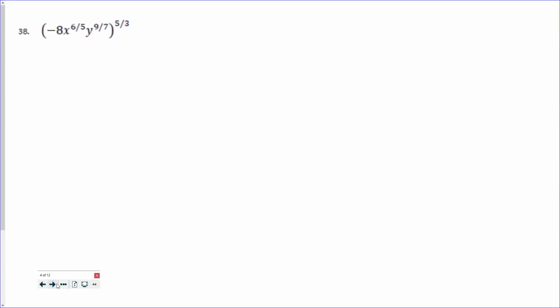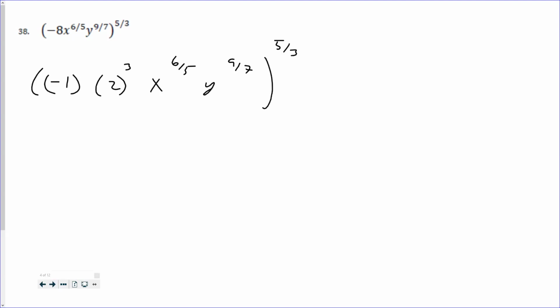All right, 38. So I see a -8, so I'll make that into its prime factorization. That's going to be -1 times 2 cubed, then x to the 6/5, y to the 9/7, all to the 5/3. Distribute that 5/3 to everything inside the parentheses. You have -1 to the 5/3. 2 to the 3 times 5/3 gives you 5. X to the 6/5 times 5/3 gives you just 2. Y to the 9/7 times 5/3 gives you 15 over 7.